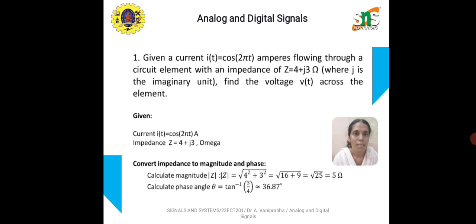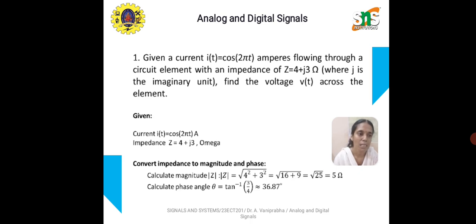Okay, what is the first step? We have to write all the parameters given in the problem. Two parameters are given, current and impedance. Current is equal to cos 2 pi t ampere, whereas the impedance is 4 plus j3 ohm.